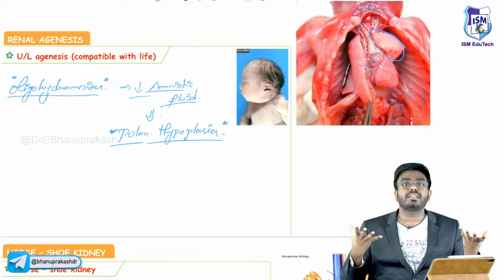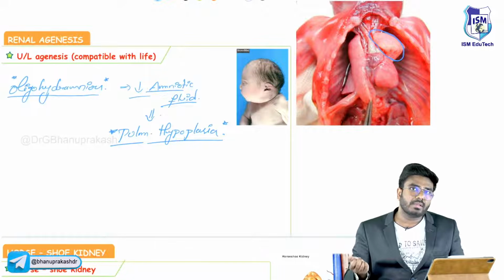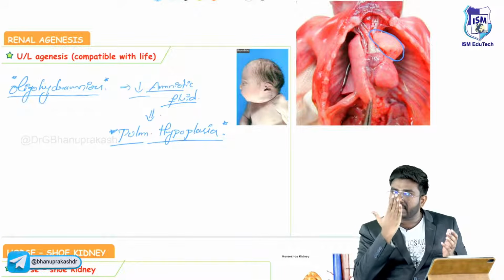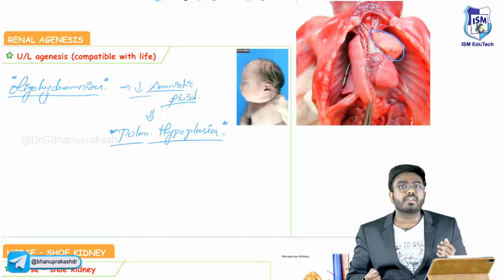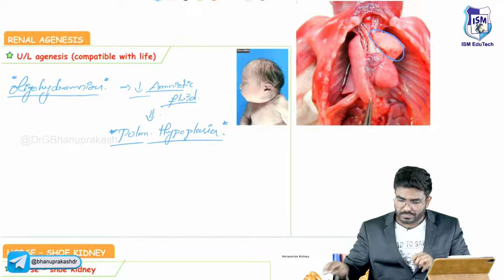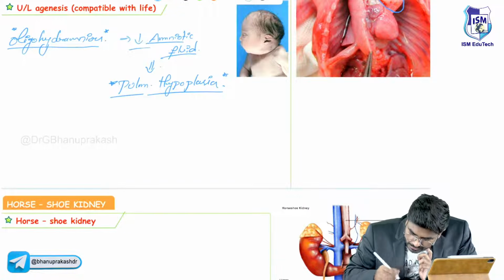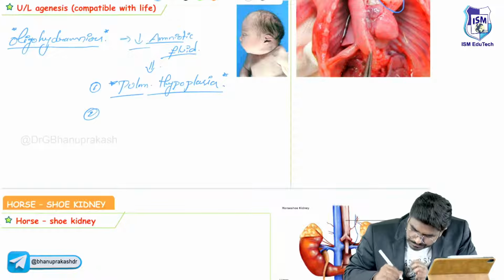So limb abnormalities can be there. The baby is not going to have proper limb formation. Limb defects will be seen. The baby is going to have a flat face. The baby's face is going to be compressed against the wall of the uterus. Flat face, so the ears will go down, low set ears. Due to this less amniotic fluid, oligohydramnios, there will be pulmonary hypoplasia.